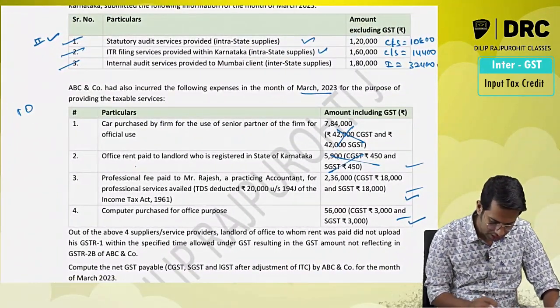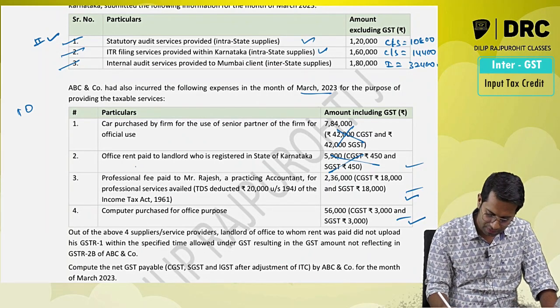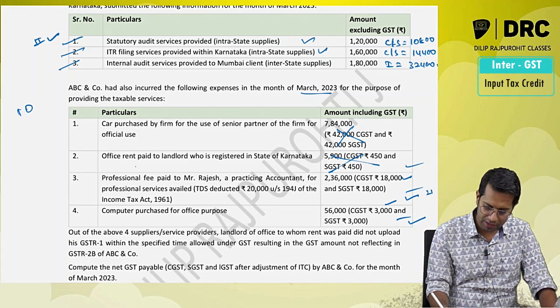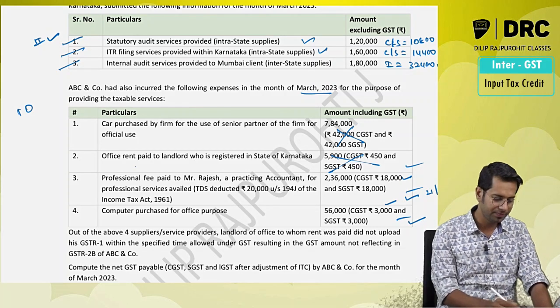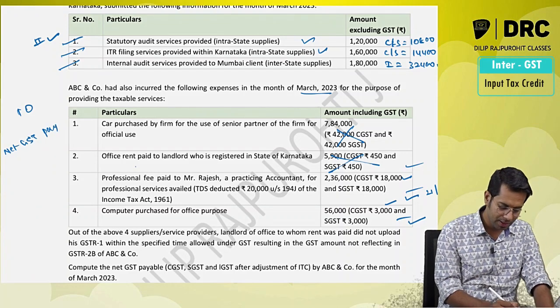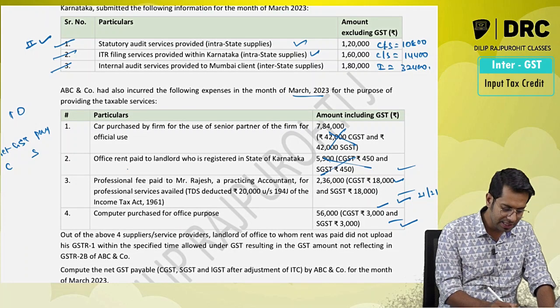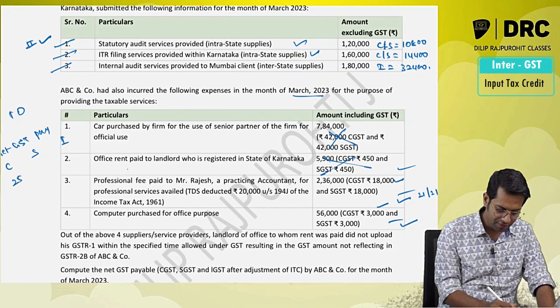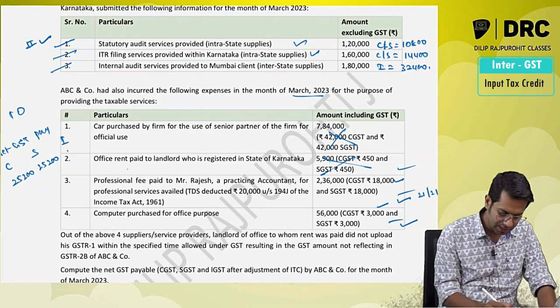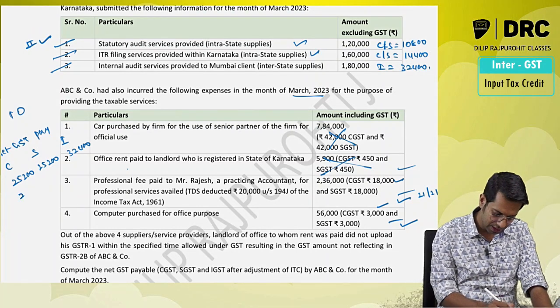So if I have to do this, where shall I do it? I'll write it over here. So total ITC available will be 18,000 plus 3,000, 21,000 CGST, then 21,000 SGST. So computation of net GST payable: 10,800 plus 14,400. So CGST, SGST, IGST: 25,200, 25,200, and IGST payable is 32,400, and ITC which is available is 21,000.